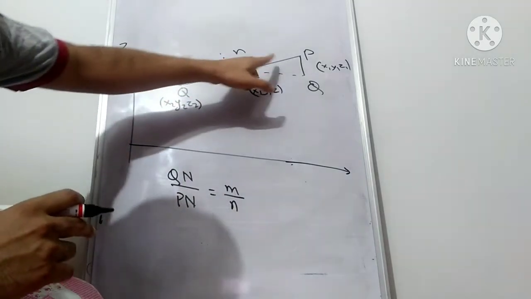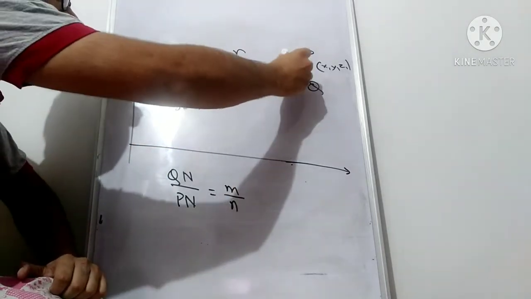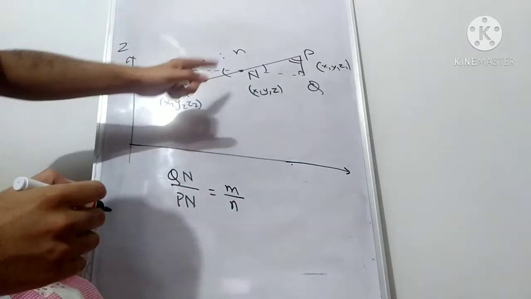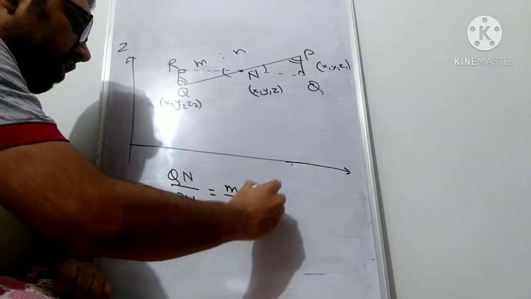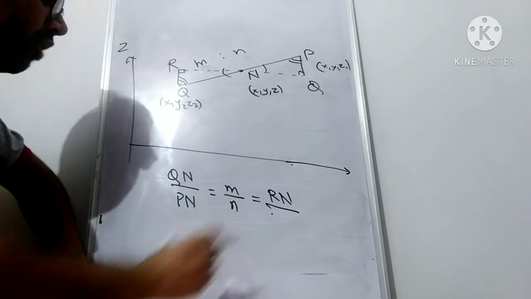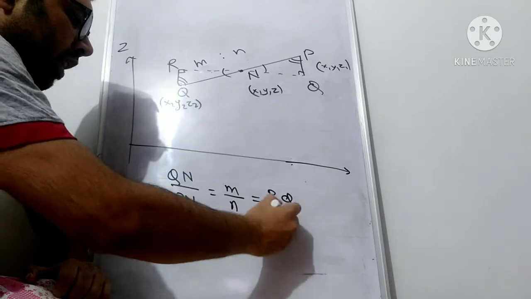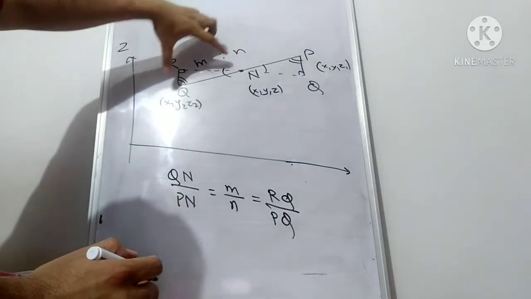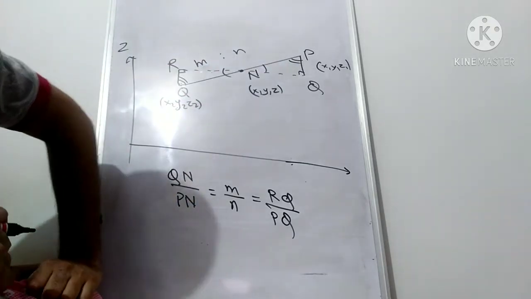Now these two triangles are similar because this angle is 90, this angle is also 90, and this angle is equal to this angle. So these two triangles are similar. So the ratio Qn by Pn will also exist for RQ and PQ, RQ divided by PQ.